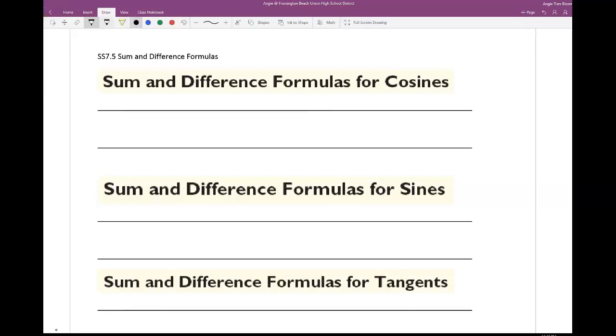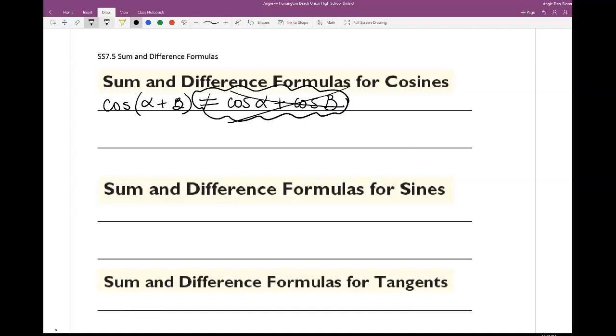Let's do the sum first. Sum of two angles. Let's call this alpha plus beta. Alpha and beta are just two Greek letters. It's like A and B. Now, this is not distributive. So if you write this, it's a big no-no. So I'm going to bubble this up and say that this is not okay to have.